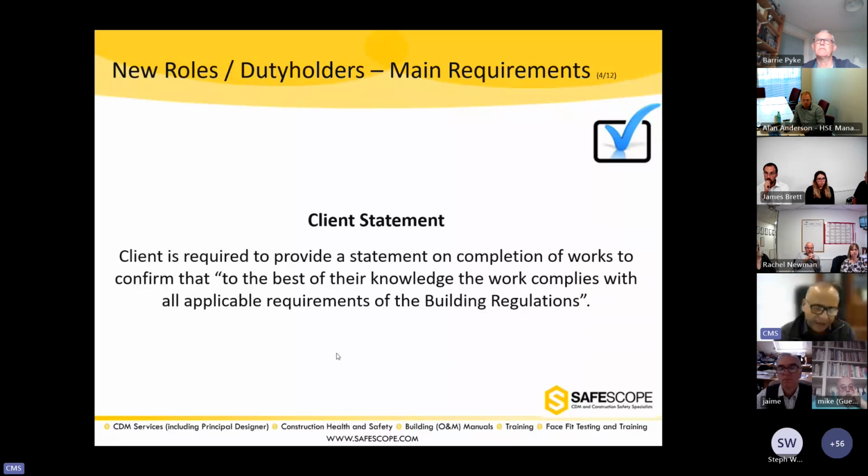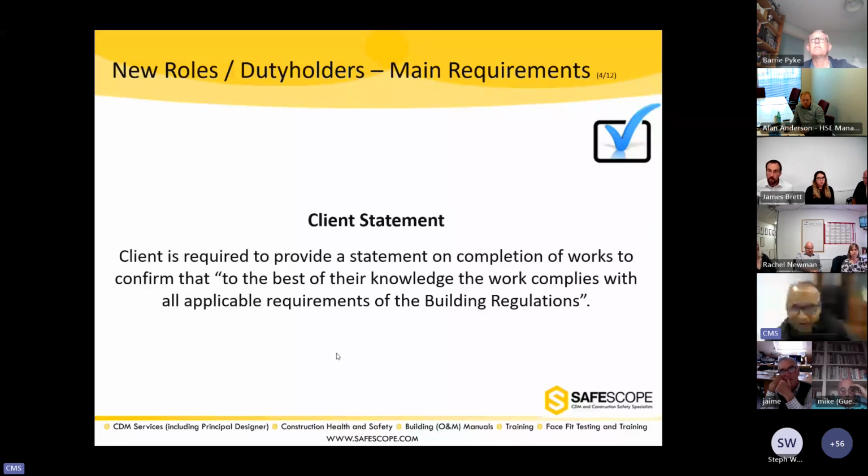Hence, what will happen. And obviously, I'm jumping ahead, but the principal designer has a similar requirement and the principal contractor has a similar requirement to sign a statement, which is fine. But what about other people? Because the designers have duties as well under these regulations. So what will happen is the client will come to all of the designers and say, by the way, you all have to give me a statement in writing to say that all the design work you've done is compliant with building regulations.